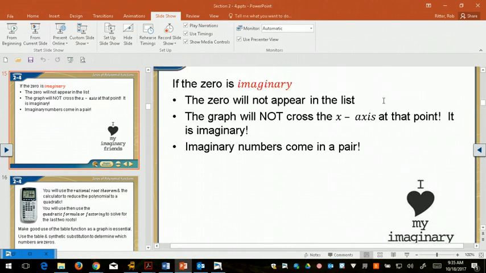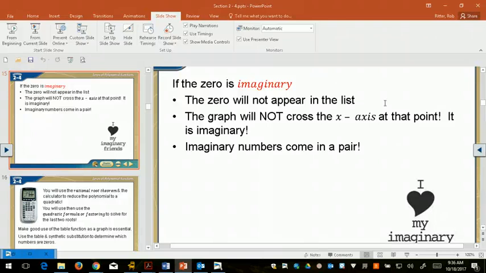A zero will not appear on the list because it's imaginary. The graph will not cross the x-axis. You'll see some of those turning points where it's above or below the x-axis, your local minimums or local maximums. And then we'll have imaginary numbers that come in a pair. They also come in a pair just like our irrationals, because the imaginary are also often irrational, not always.